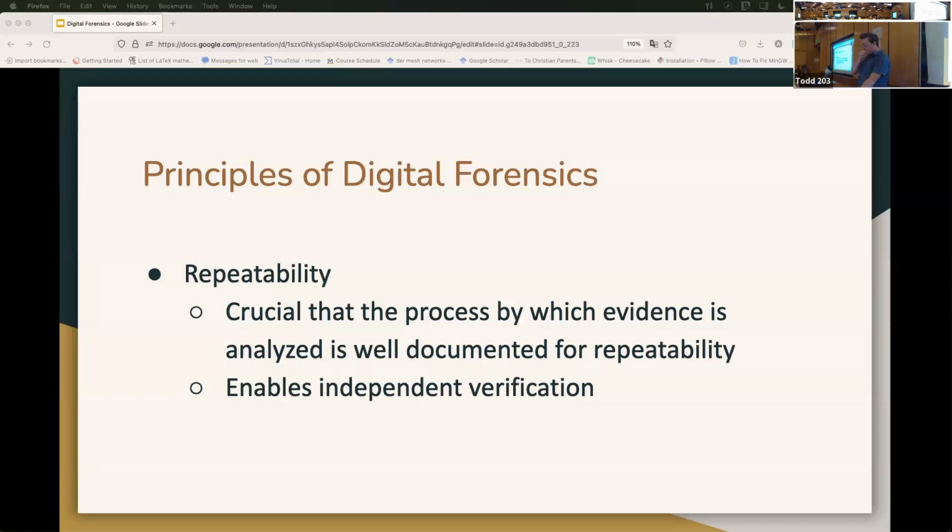And the last crucial step is repeatability, right? Our evidence has to be able to be independently verified. We're going to keep going back to the court of law example, right? If the prosecutor has some evidence, the defense is going to want to also independently verify that that evidence came from where the prosecution is saying it came from. By documenting everything, every step you take, our conclusions go all the way back to where we started from.